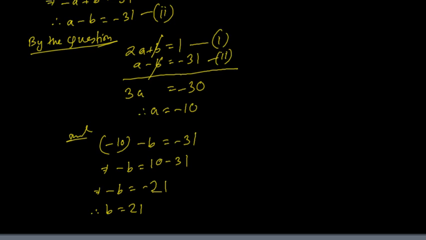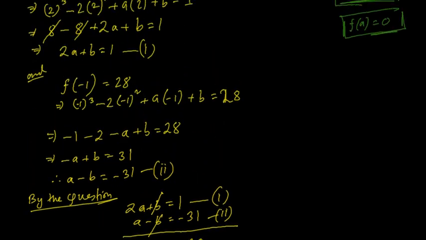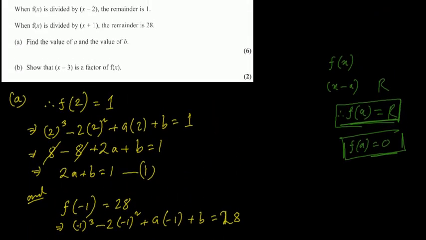So it's always a good idea to restate the answer. a is minus 10, b is 21, because when examiners have to look for the answer themselves, they might make a mistake or they might get lost. So always restate the answer. It's a good habit. So the final thing is that we have to show that x minus 3 is a factor. Now remember, if it's a factor, the remainder should be 0.